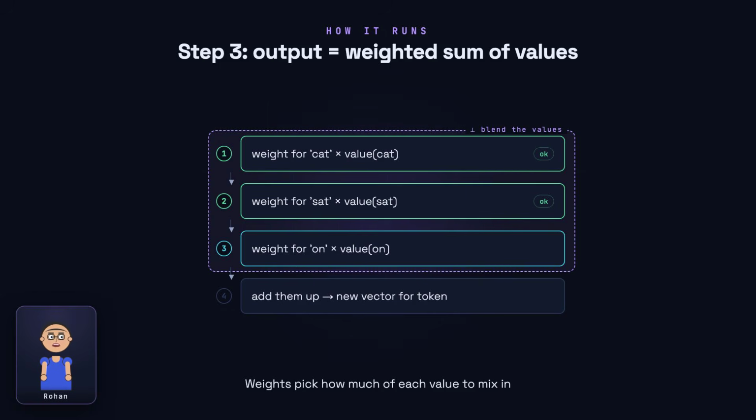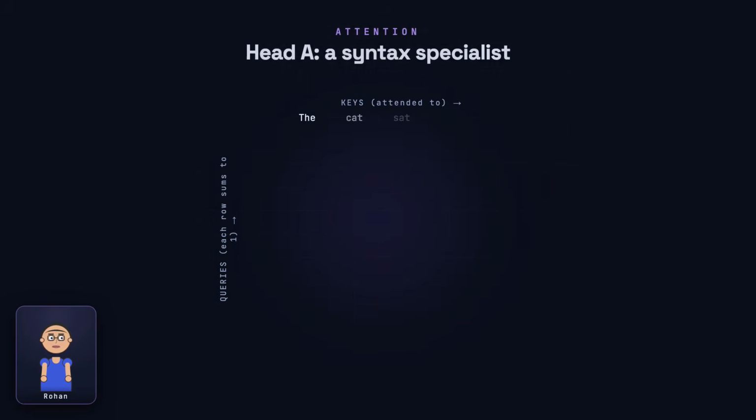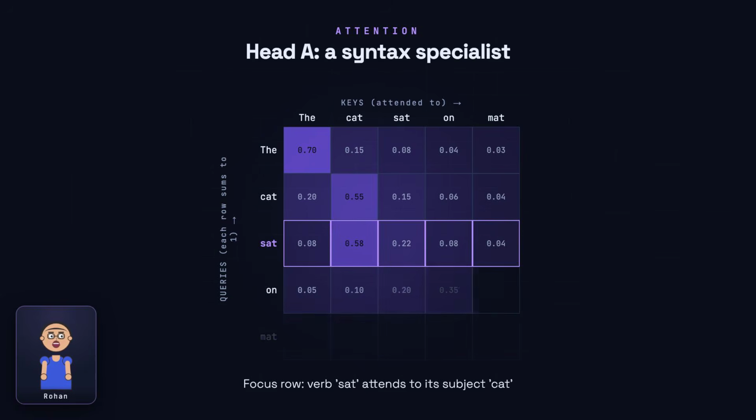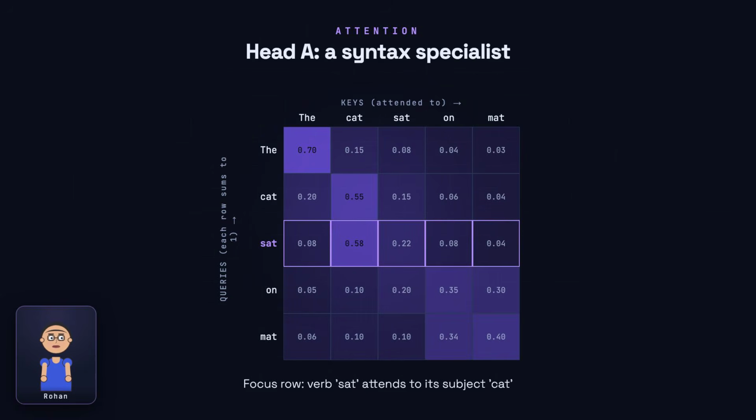Score, normalize, blend. Here's the full attention pattern for one head as a heat map. Each row is a token's attention budget. This particular head has learned a subject-verb relationship. The verb, sat, pours most of its attention onto cat, the thing doing the sitting. That's useful, but it's only one kind of link. What about the pronoun and the location? A single head can't chase everything at once.